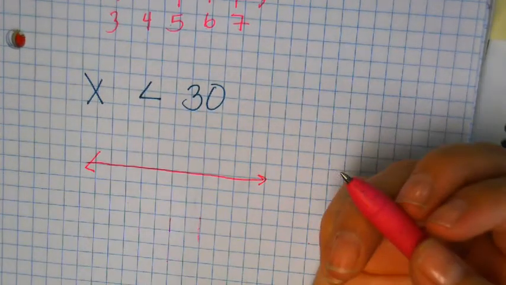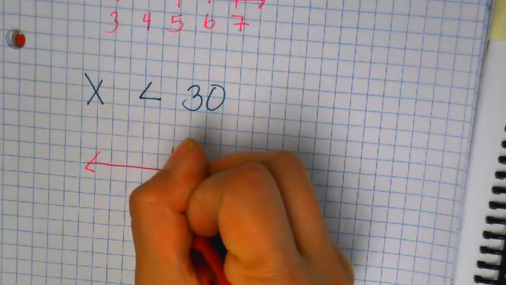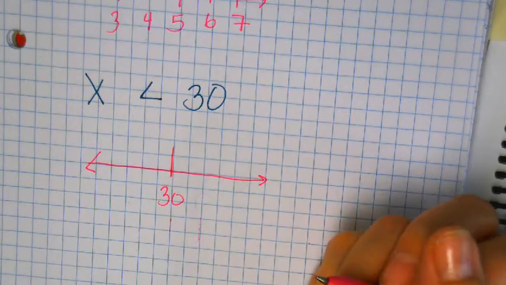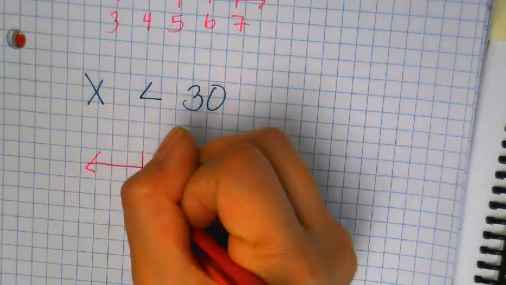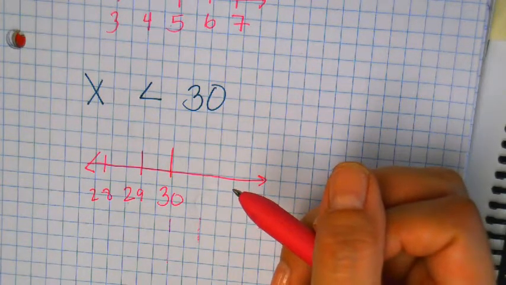What? Oh, for tomorrow. 30. Brian, did you graph? Open or closed circle? Huh? So you haven't graphed.